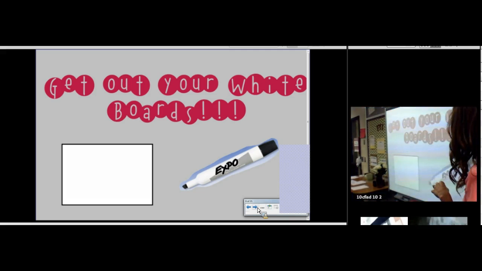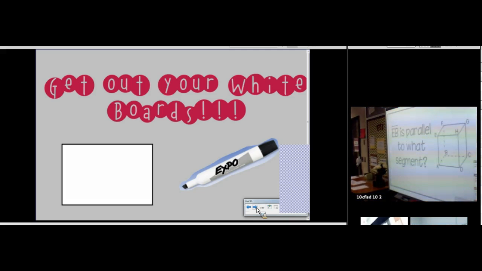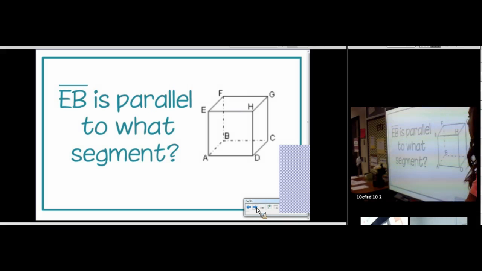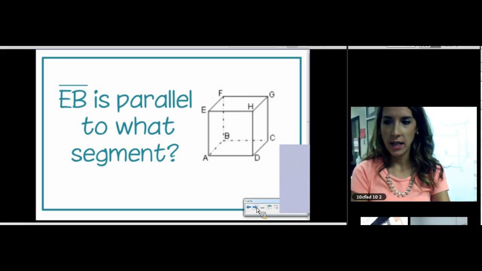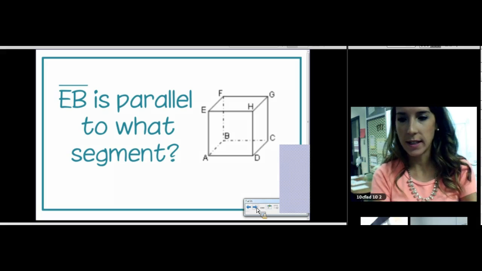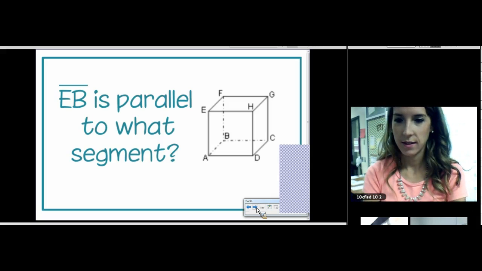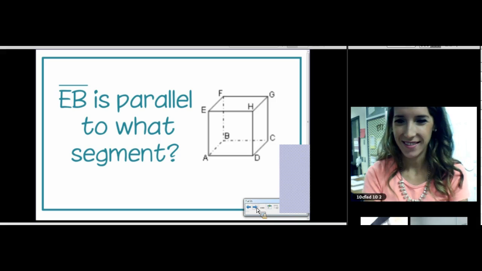All right, let's do some practice problems. EB is parallel to what segment?